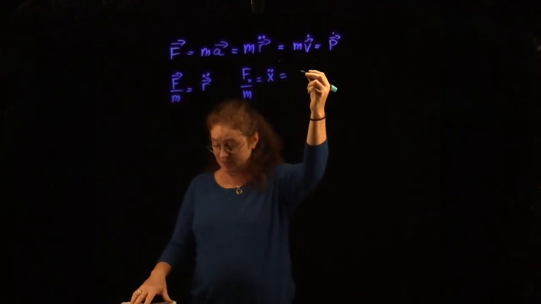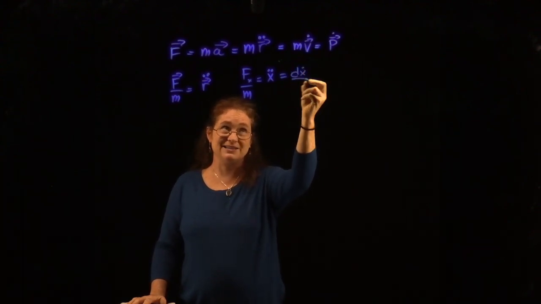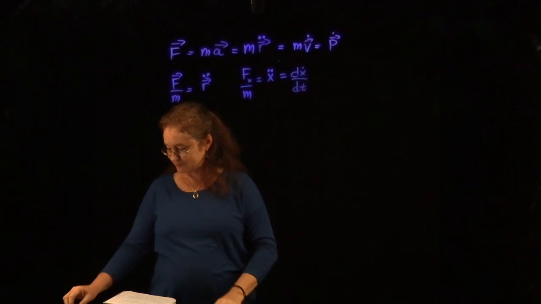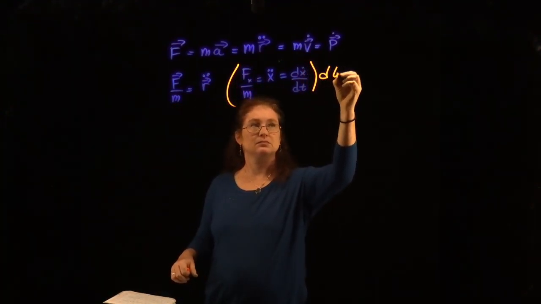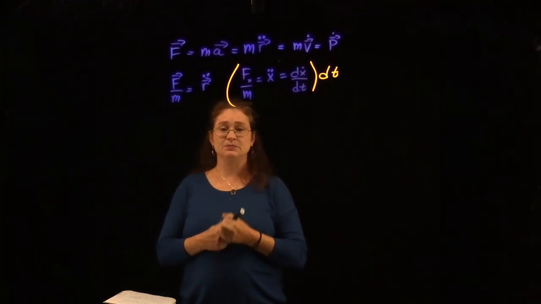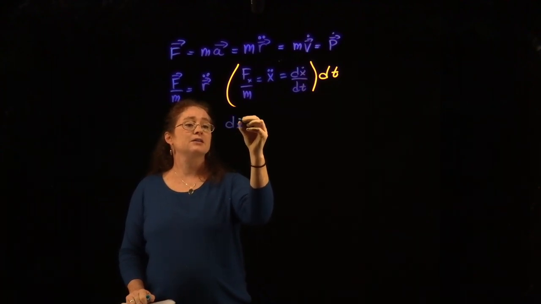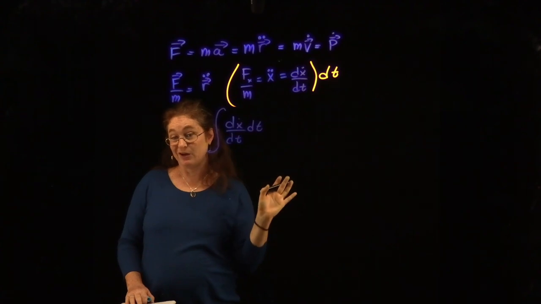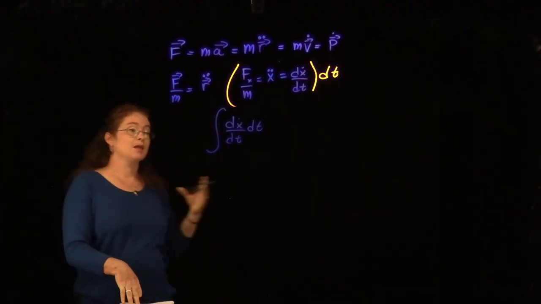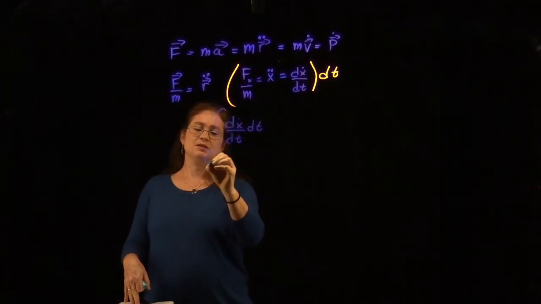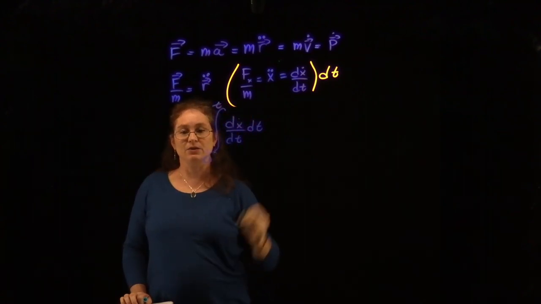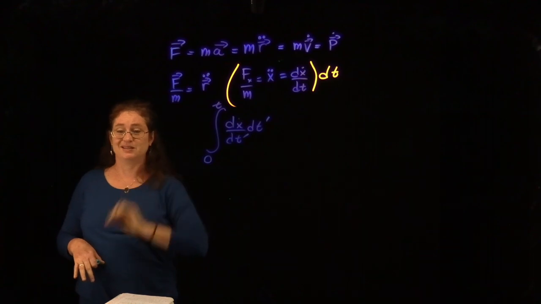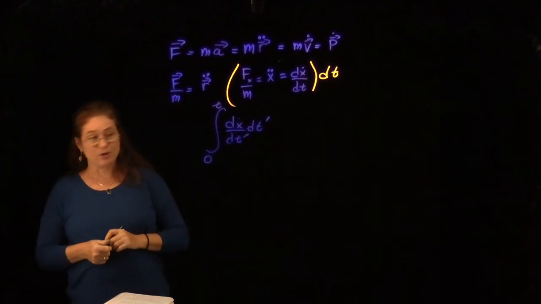x double dot is equal to d x dot dt. Now, I can multiply on both sides by this dt and integrate. And I am left with the integral of d x dot dt dt. Here we have to be careful with limits. Sometimes I am sloppy, and sometimes all of us are sloppy, but I can be very specific and say I'm going to go from t equals 0 to t, and when I do that, I usually want to change the variable name to t prime, just to make it clear that I'm distinguishing between my integration variable and the variable that I am going to.